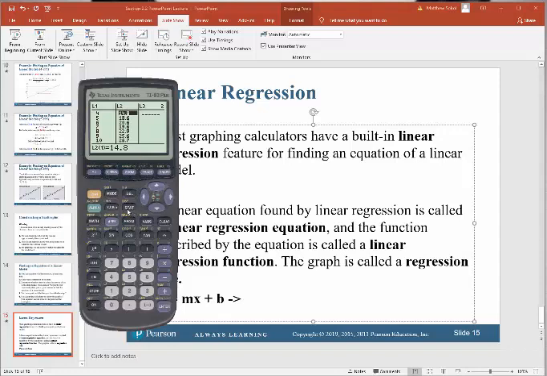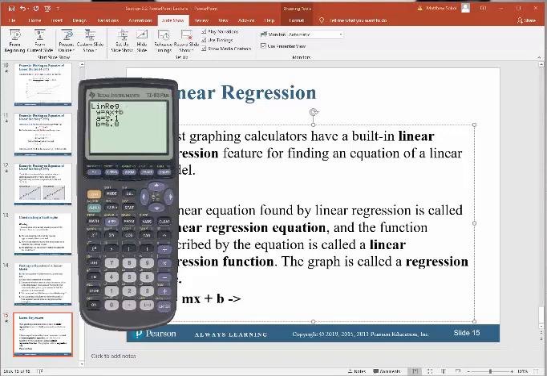Next thing you're going to do is hit the stat button. You're going to go over to calc, and you want number 4. You want to see this thing called linreg, this ax plus b. So hit 4. If you have an older TI-83, it says linreg ax plus b, and at this point you can just hit enter. If you have a TI-84, it's going to say list 1, L1, list 2, L2. Just hit enter until you get down to calculate.